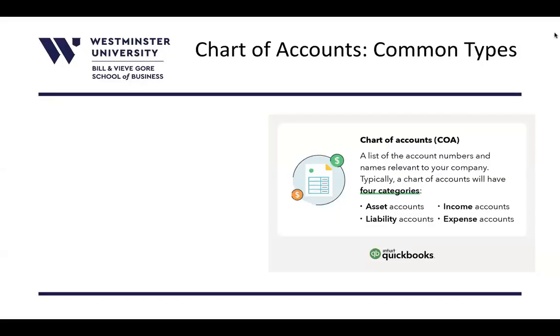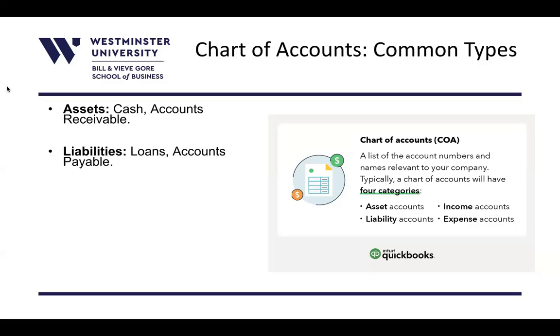Let me now explain some common types of the chart of accounts. As mentioned, the chart of accounts are separated into two main groups that stem from two financial statements. Starting with balance sheet accounts, assets are resources a company owns. This includes cash and accounts receivable.